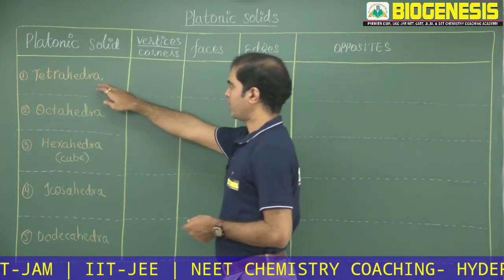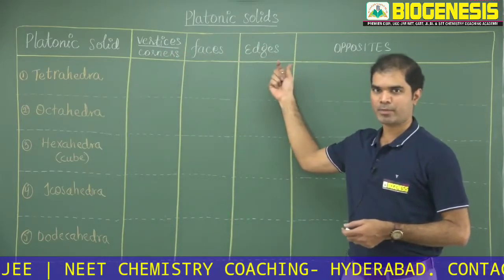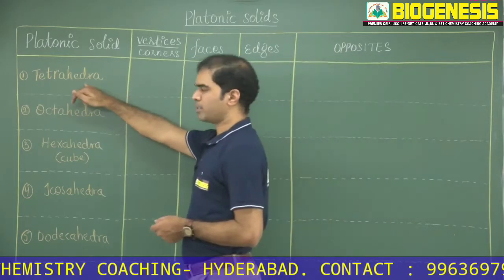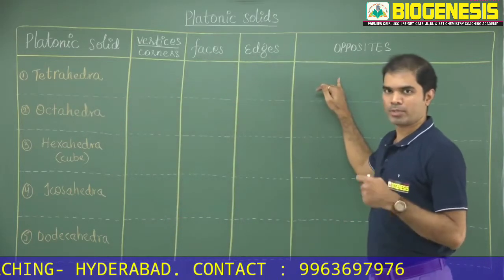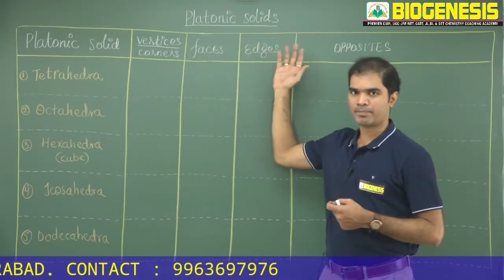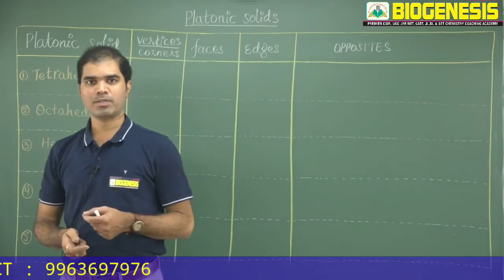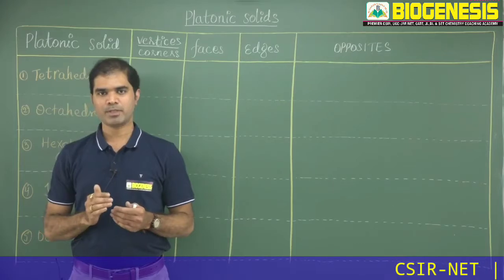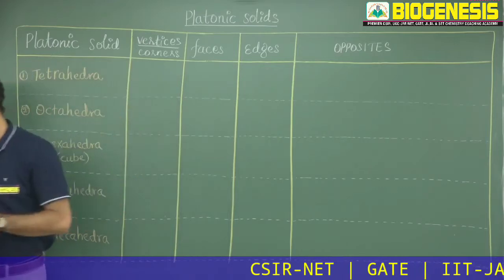For a chosen Platonic solid, what are the number of vertices or corners? The number of faces and edges will be given in a table. To derive the symmetry elements of these Platonic solids, I will give you a logic, and that logic will depend on the opposites of vertices, faces and edges. If you can understand the opposite of a face or the opposite of a corner or the opposite of an edge, it is very easy to derive the different symmetry elements from the given solid. So let me begin with tetrahedra. I will show you the solid model.